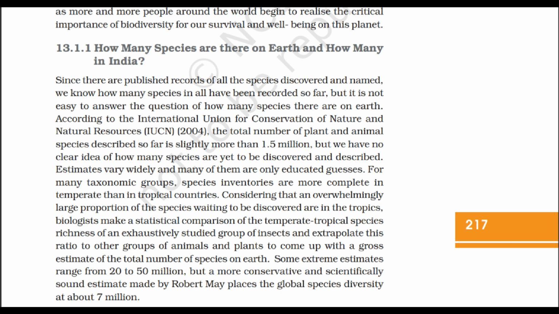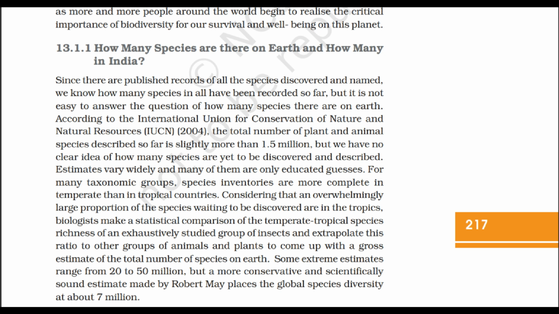How many species are there on Earth and how many in India? Since there are published records of all the species discovered and named, we know how many species in all have been recorded so far, but it is not easy to answer the question of how many species there are on Earth. According to the International Union for Conservation of Nature and Natural Resources, IUCN, 2004, the total number of plant and animal species described so far is slightly more than 1.5 million, but we have no clear idea of how many species are yet to be discovered and described.